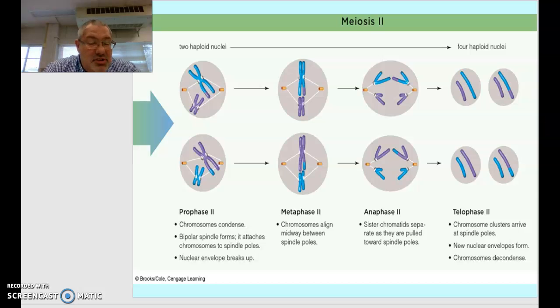In metaphase 2, the chromosomes will migrate toward the equator, the equatorial plane or center of the dividing cells. In anaphase 2, the spindle fibers contract and the chromatids separate and move to the opposing poles of those two cells.